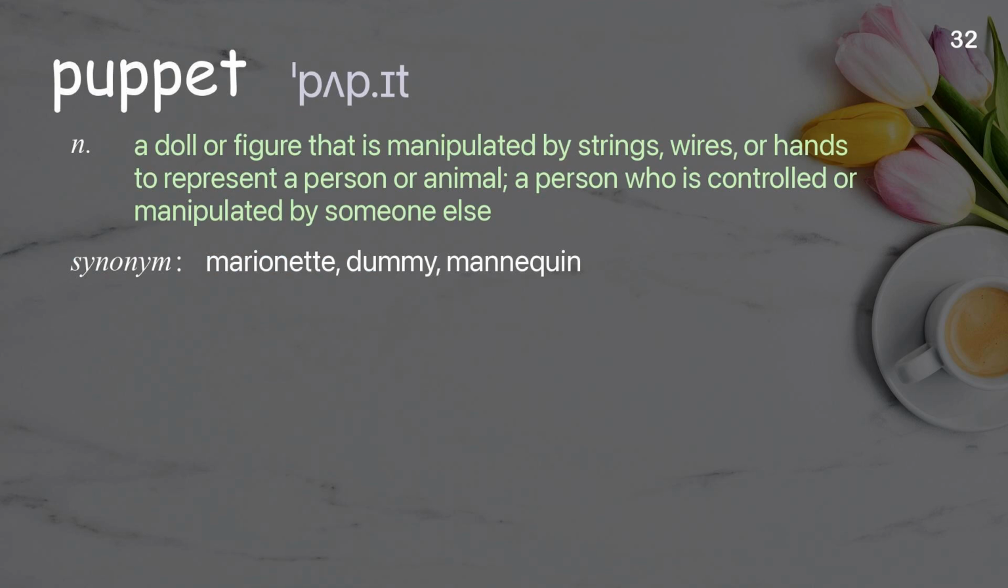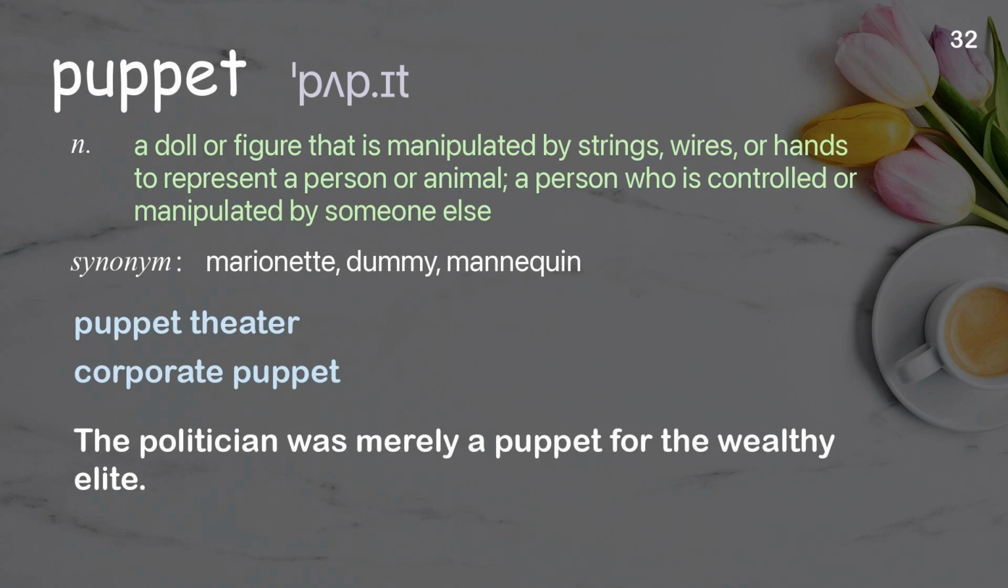Puppet. A doll or figure that is manipulated by strings, wires, or hands to represent a person or animal, a person who is controlled or manipulated by someone else. Examples: Puppet theater. Corporate puppet. The politician was merely a puppet for the wealthy elite.